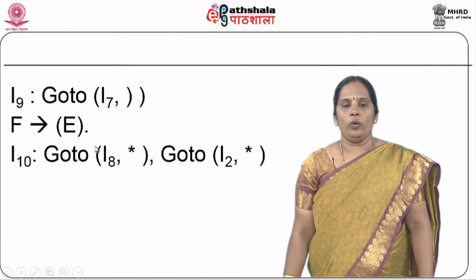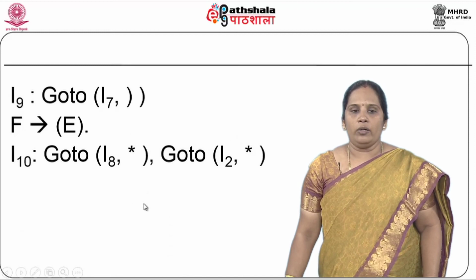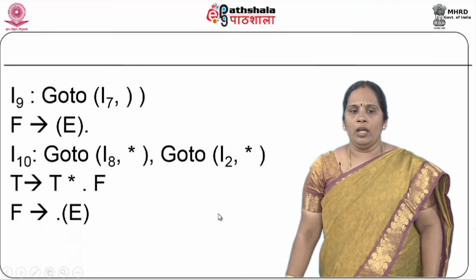I10 will be go to of I2 comma star as well as I8 comma star. So, I2 comma star is also done, which is T produces T star dot F. I have to add the productions of F.